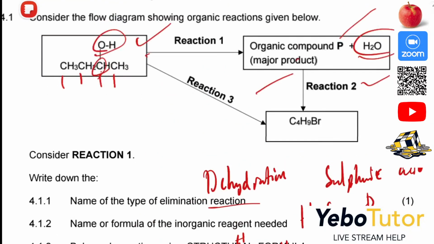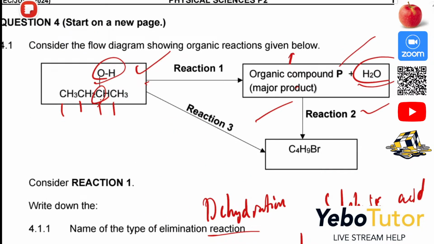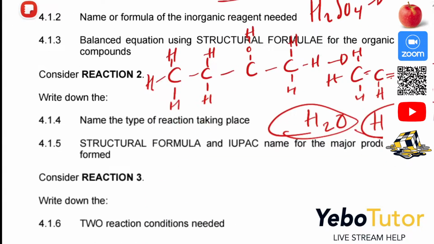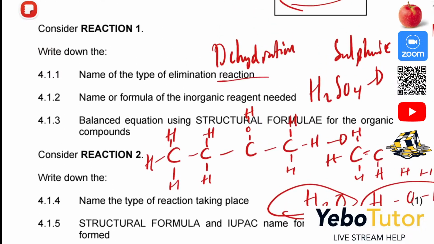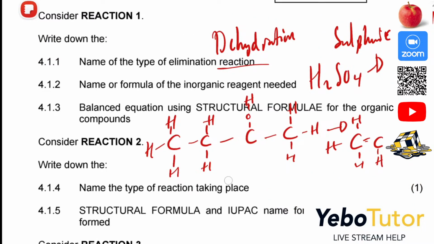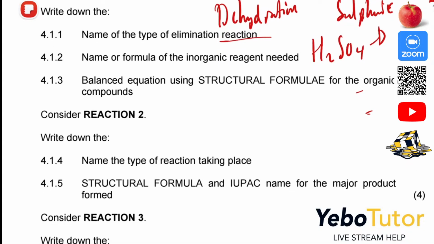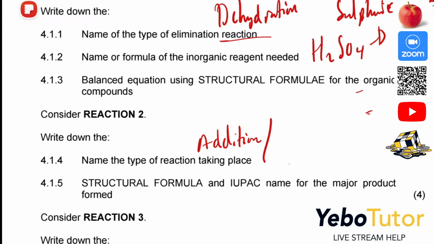Now let's look at reaction number 2. Now that we know this is an alkene which is produced plus water, reaction number 2 is producing this. So now we need to write down the name of the reaction that is taking place. This reaction's name is, either you can just say it's an addition reaction, or you can be specific and say this is hydrogenation, halogenation.